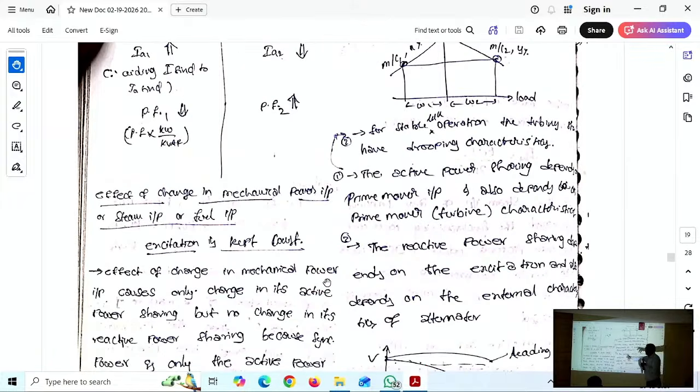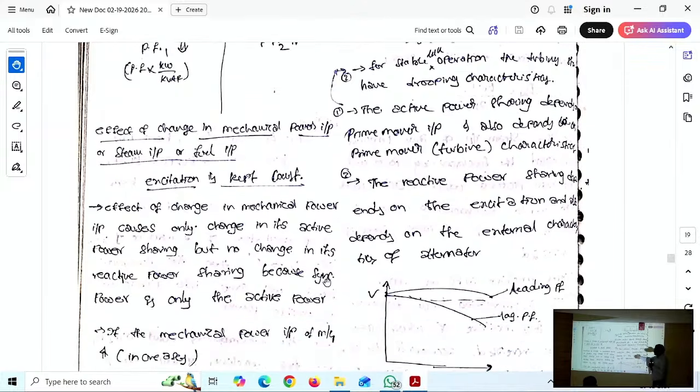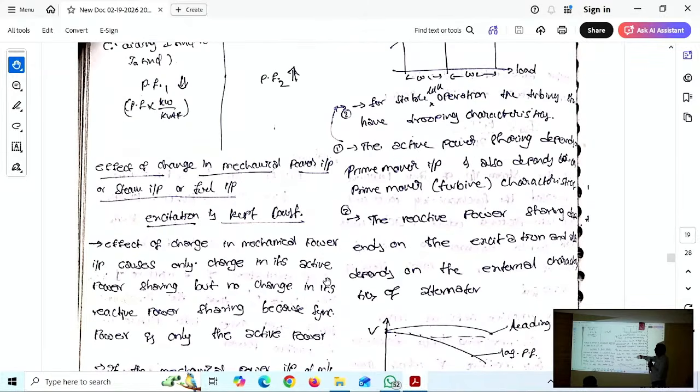Next, effect of changing the mechanical input. As we discussed, when mechanical input is changing, it affects the speed, thereby the frequency. From the set frequency, if we are fixing it, now frequency is varying, and how is the load now shared? Effect of change in mechanical power is on active power. Someone has to share active power more. It means, for an alternator, P plus jQ, the apparent power, is fixed, the kVA rating of the alternator is fixed, but we are connecting it in parallel and we are disturbing it.